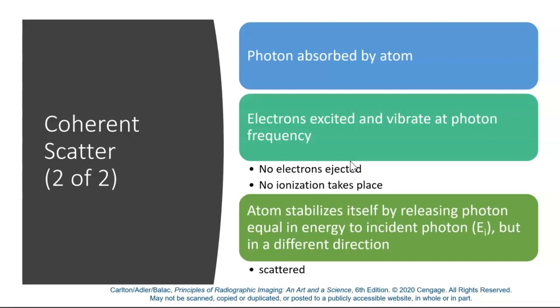So with coherent, the photon is absorbed by the atom. Electrons excite and vibrate at the photon frequency.